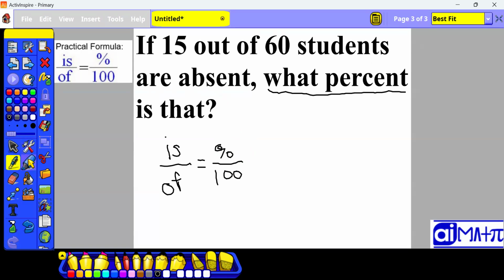Let's look at what I do know. If 15 out of 60 students are absent, what percent is that? So my question essentially says, we will always write it in this form. What percent of what is what? So what percent of the total 60 students, what percent of 60 is 15?